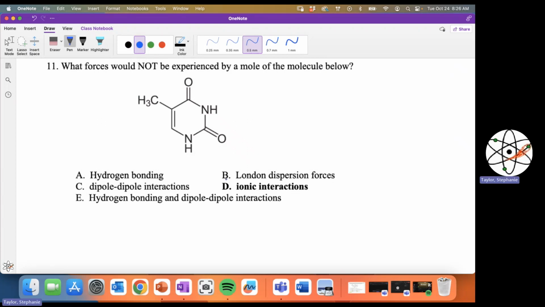All right, number 11, what will not be experienced by a mole of the molecule below? So it says a mole because we are trying to talk about intermolecular forces.